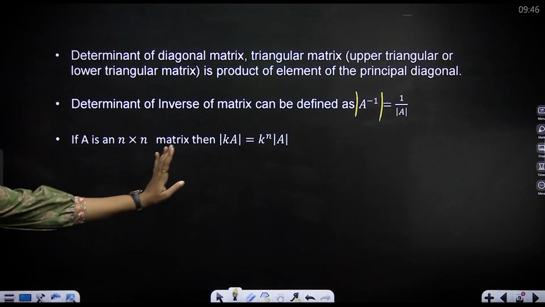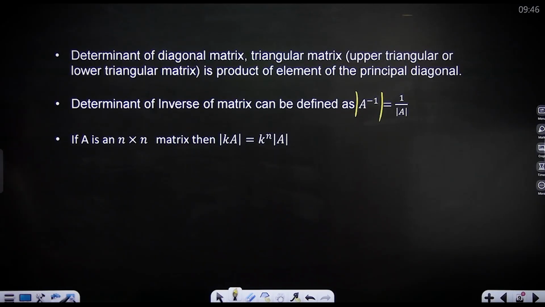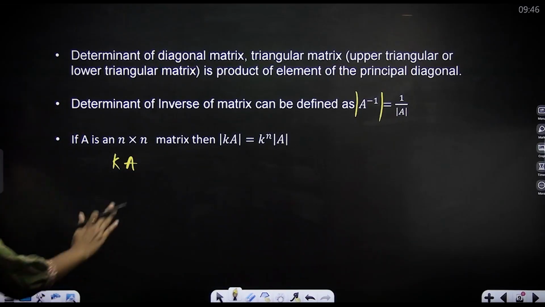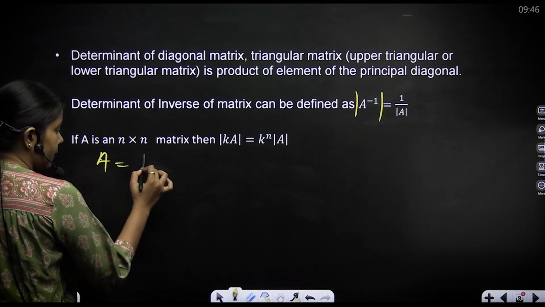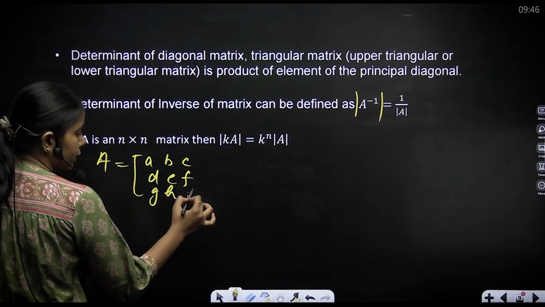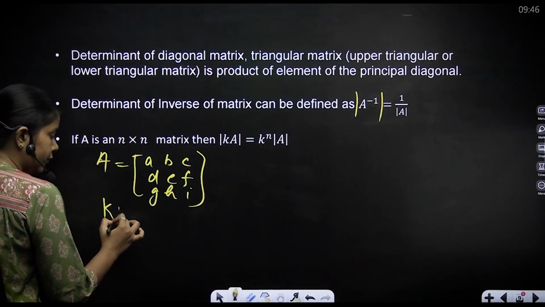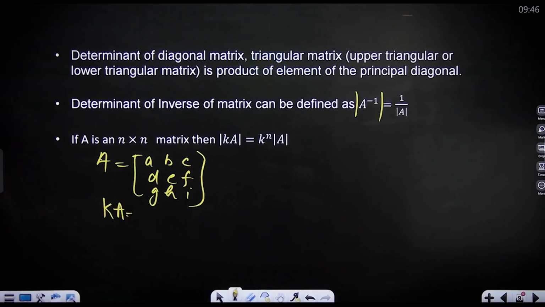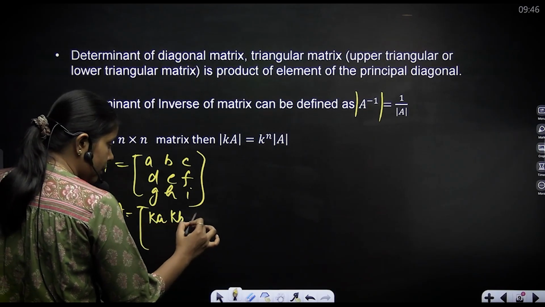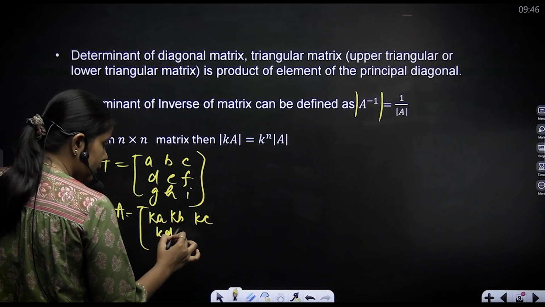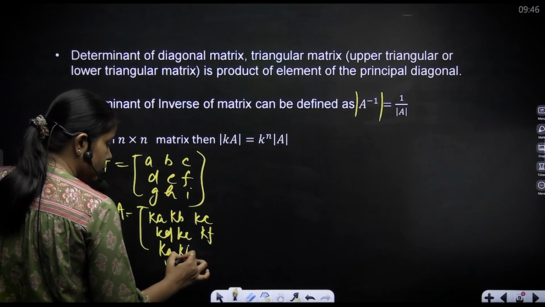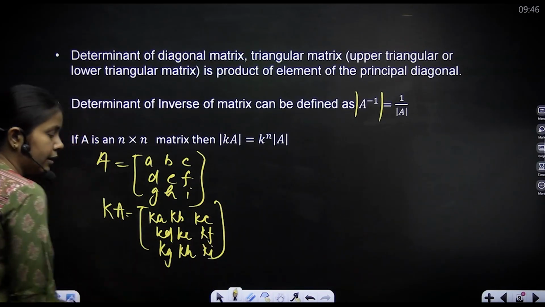Next, A is an n cross n matrix. Guys, see one thing: if you are multiplying K with the matrix A, let's suppose A is this matrix: a, b, c, d, e, f, g, h, i. This is your A matrix. If they ask you to multiply the scalar K with it, K gets multiplied with each entry: Ka, Kb, Kc, Kd, Ke, Kf, Kg, Kh and Ki. So this is a matrix.